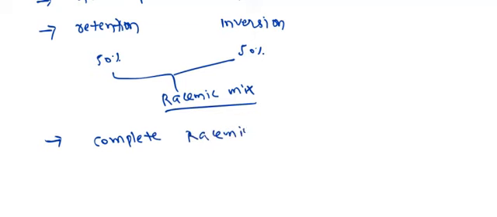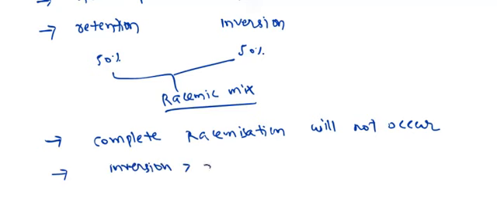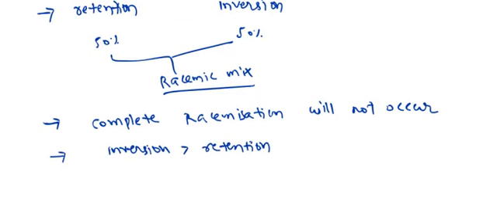Complete racemization will not occur. If complete racemization will not occur, which will dominate, inversion or retention? Inversion dominates over retention. Now for example, I am taking a substrate like this.